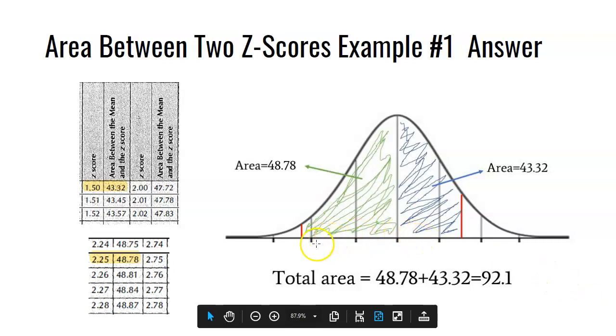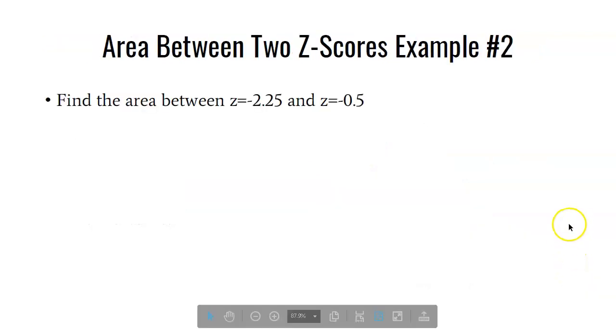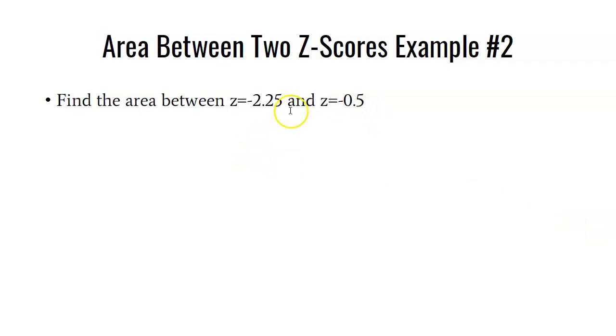So in this case, you can see that we have a z-score on the left-hand side of the mean and a z-score on the right-hand side of the mean. I'd like you to pause and do another example. Both of these z-scores are on the left-hand side of the mean. I want you to pause, I want you to draw your normal curve, and I want you to sketch in the area under the curve.